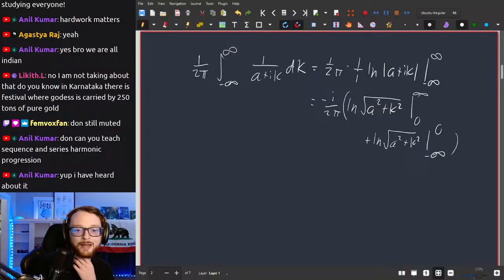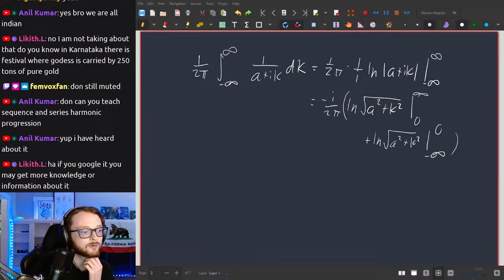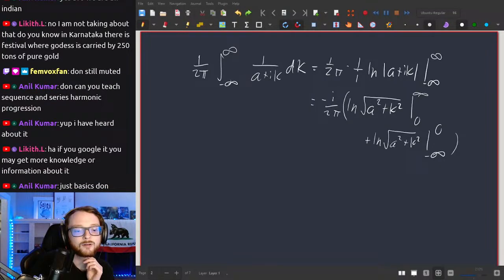We still have to get pi out of this in order for this to be 1/2. I don't know where that's going to come from.